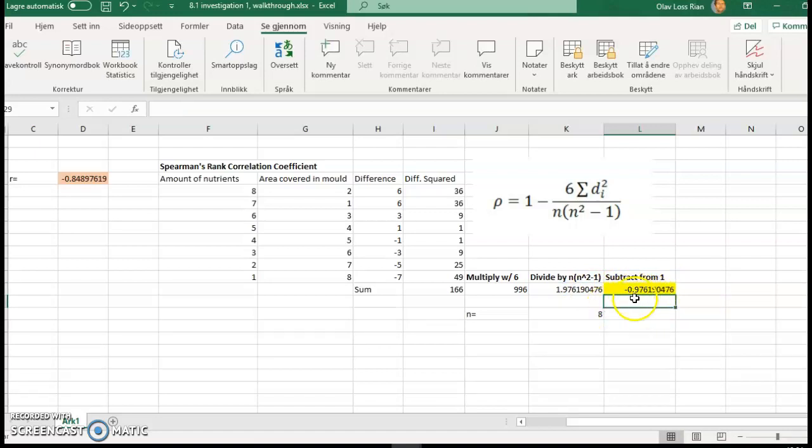Equal sign, 1 minus this equals negative 0.976. So now we see that we have a much stronger, a very strong correlation even with the outlier. So we can see that the Spearman's rank correlation coefficient is not as affected by outliers. In this case, we did have a linear correlation, but it was badly affected by the one outlier that we had. So another example of how you find it.